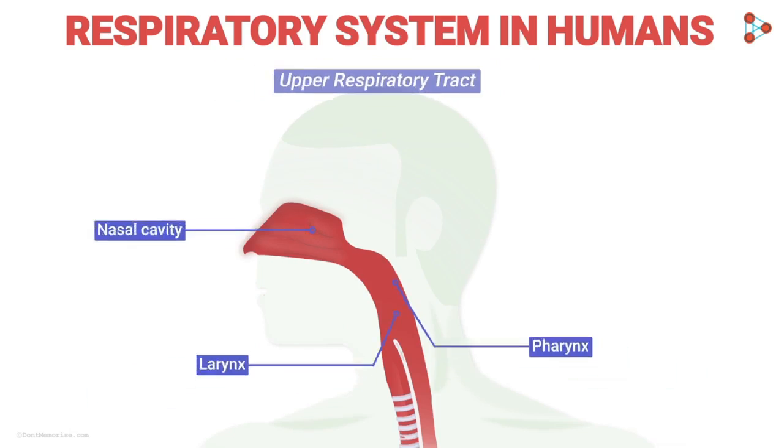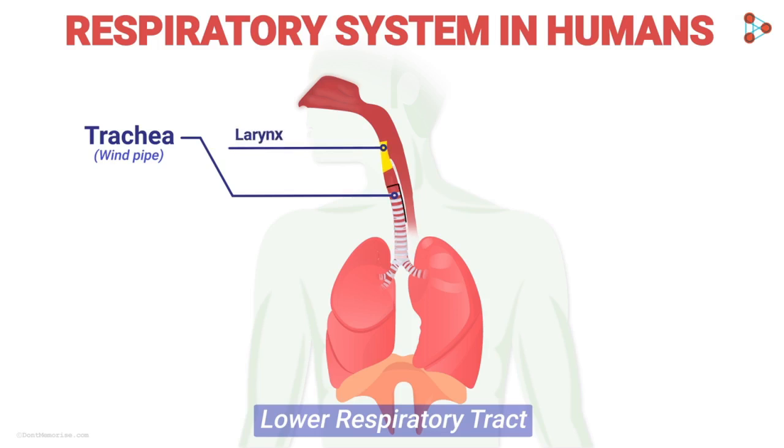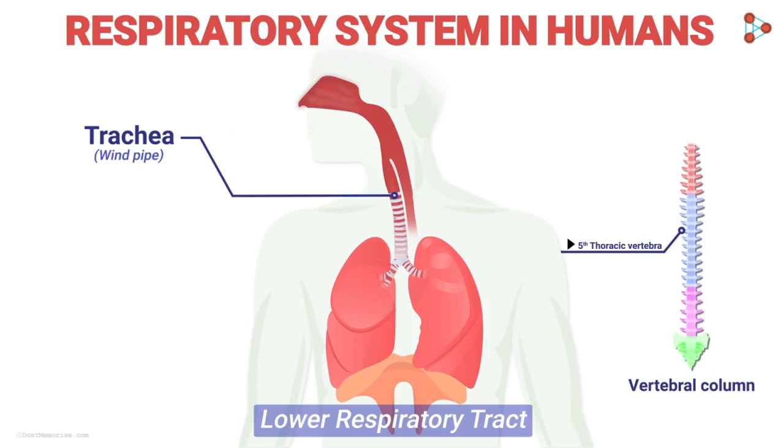Now it's time we have a look at the lower respiratory system. As the air passes down the larynx, it has to travel far, crossing many junctions in between. The first junction is the trachea. This is also called the windpipe. This is a slender muscular pipe that lies just below the larynx. It usually makes up the throat region and extends till the fifth thoracic vertebra. Post this, it gets divided into two branches.